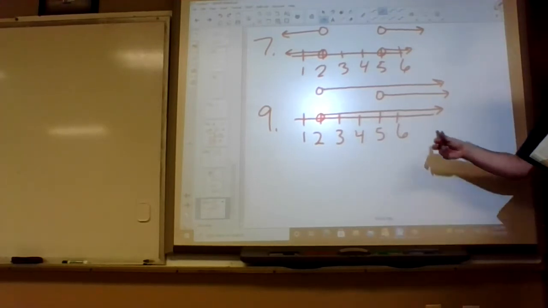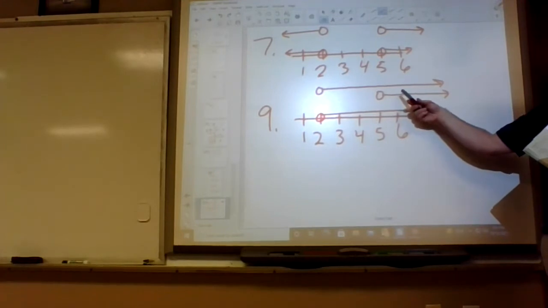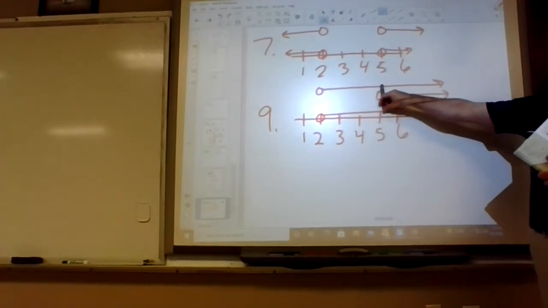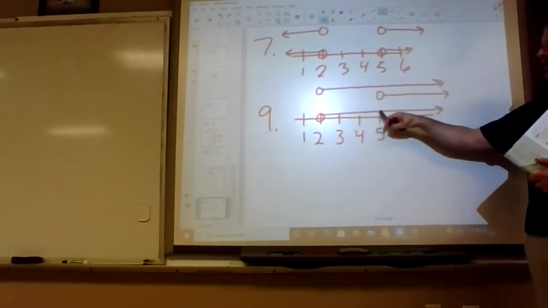You guys remember what the answer to this was yesterday when we said "and"? "And" means where they both are, and they're both like here and beyond. So on the "and", it was greater than 5.